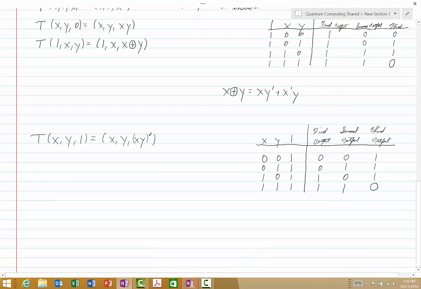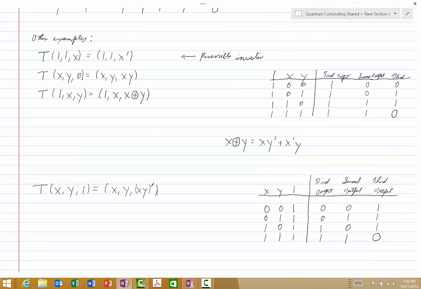So we see that the Toffoli gate, at a minimum, will give us a reversible way to implement inversion, a reversible way to AND 2 bits, a reversible way to XOR 2 bits, and a reversible way to NAND 2 bits.